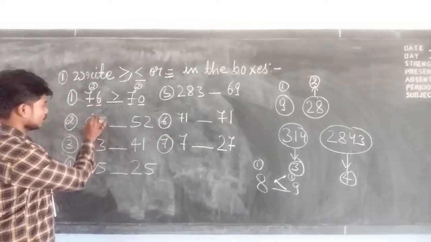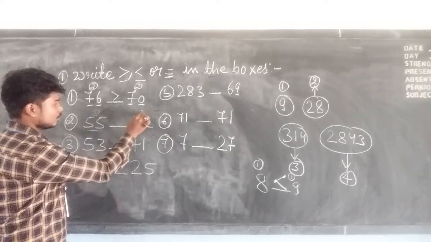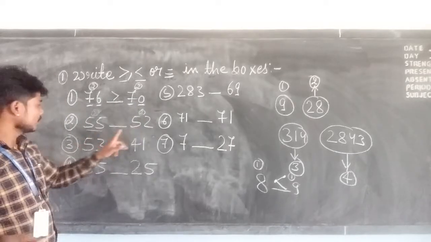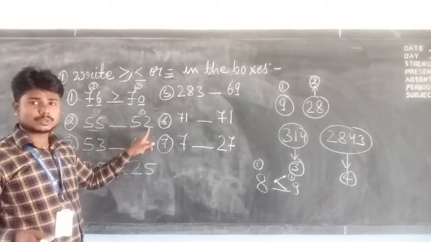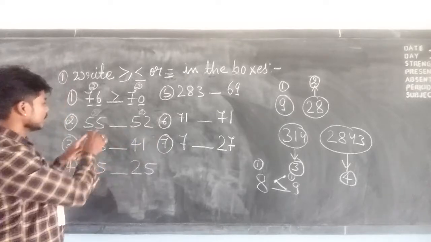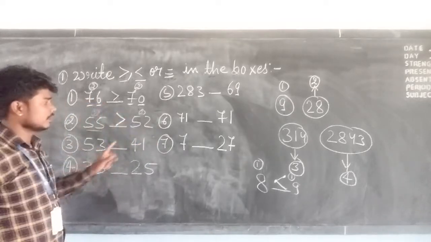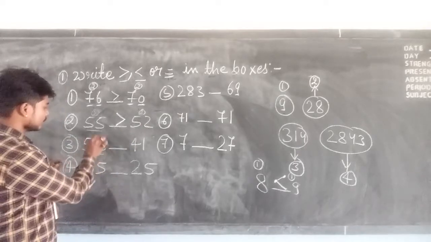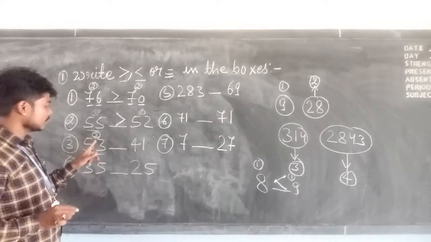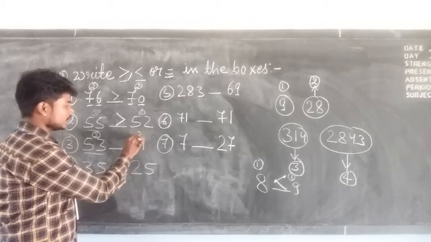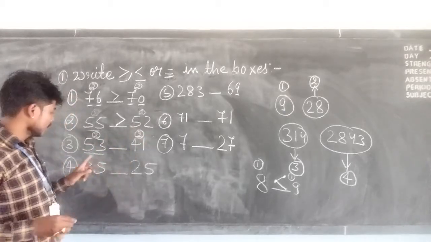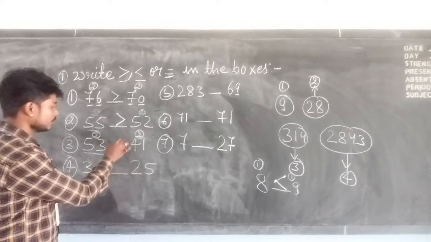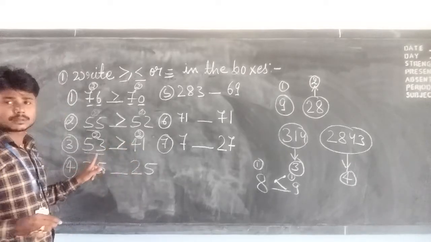Now check the second one. This is also a two digit number, this is also a two digit number. This is 5, this is 5, both are the same. Now this is 5, this is 2. So 2 is smaller than 5. So 55 is bigger than 52. Now let's move to the third one. This is also a two digit number, and this is also a two digit number. Now the first one is 5, the second one is 4. So 5 is bigger than 4. So this one will be bigger.